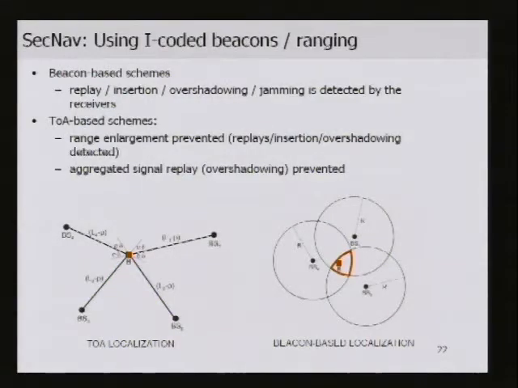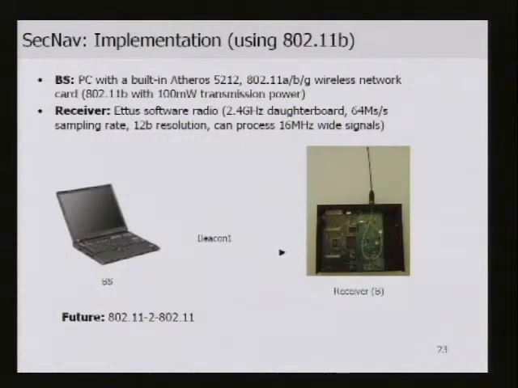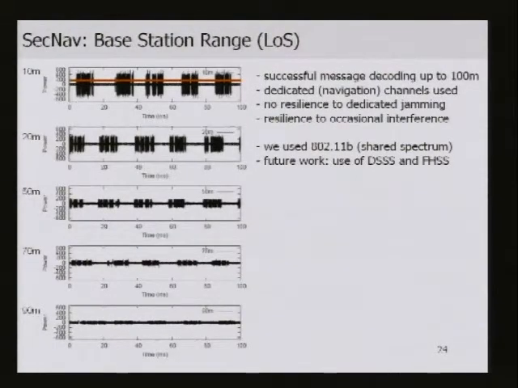You can do it with beacon-based, time of arrival, or time difference of arrival-based schemes. Given that time of arrival and time difference of arrival schemes are a bit involved to implement, we did an implementation using 802.11. On one side we had a regular laptop with a wireless card, and we had a receiver which was a software radio, in order to observe in a more fine-grained way what's happening on the channel. And this is what we got. At first we thought... these were the measurements done at the ETH campus.